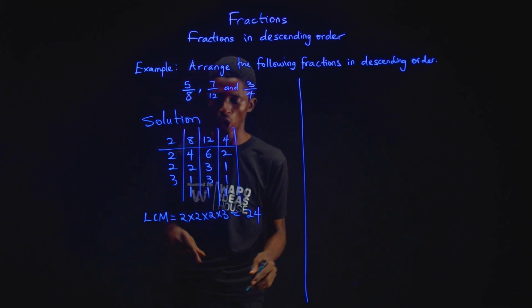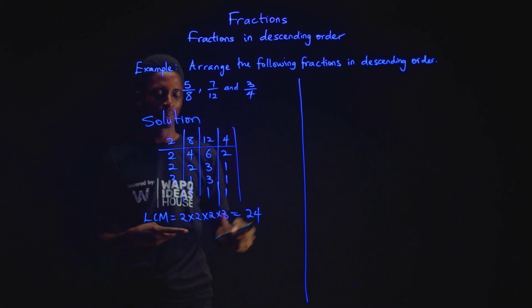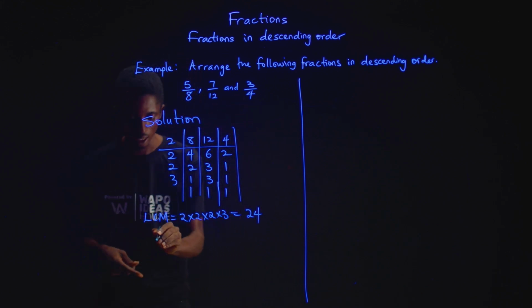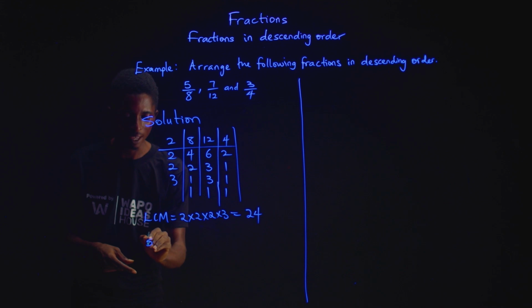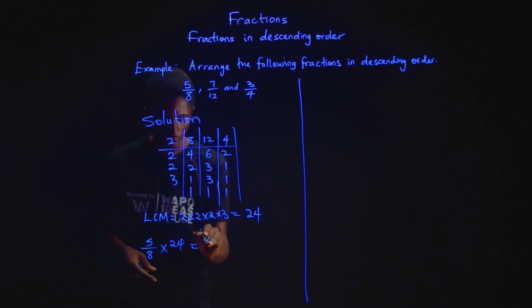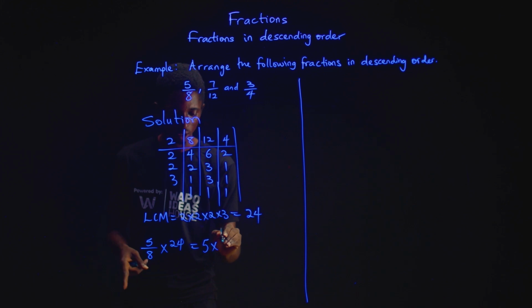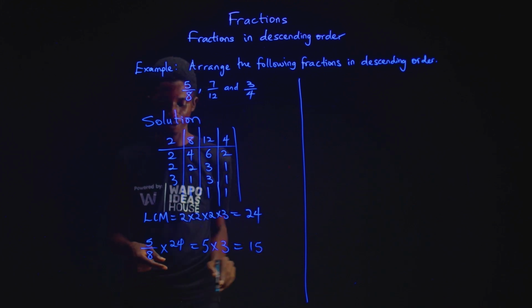Step 1, done. Now to step 2, multiply individual fractions by the LCM of the denominators. Now we have 5 over 8 multiplied by 24. This would give us 5 times, now 8 in 24, that is 3. And 5 times 3 will give us 15.